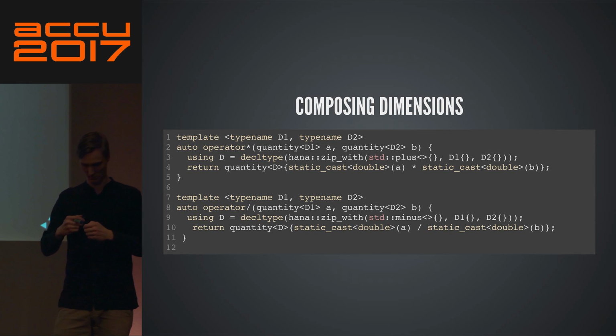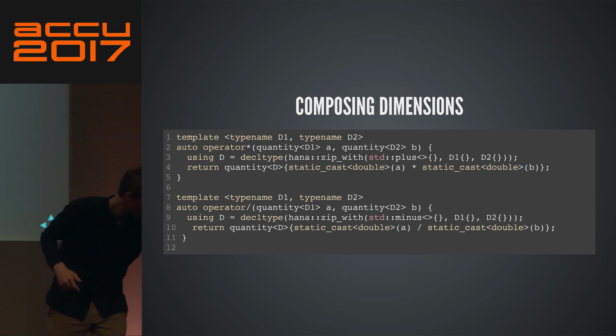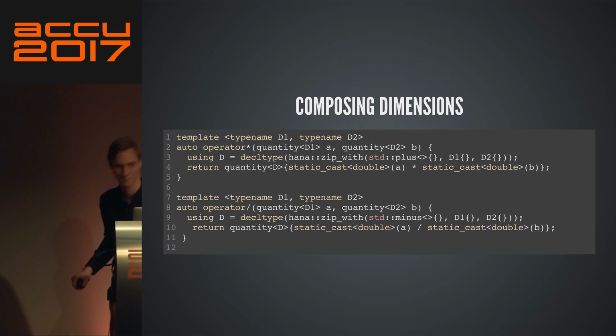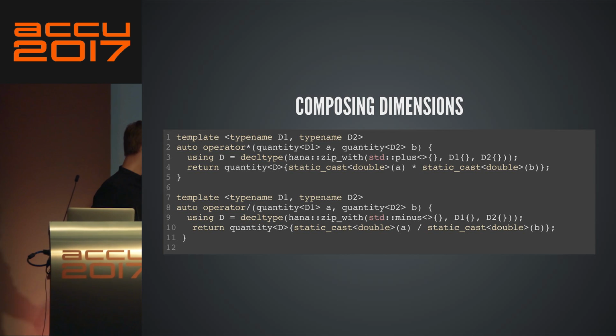Yes. Just to be clear, could you please remind me what the type is of these dimensions, D1 and D2? Is it a vector? Okay, so the question is, what is the type of these dimensions, D1 and D2? Is that correct? Yes. It is a Hana tuple containing Hana integral constants. So conceptually, it is a vector of compile-time integers, or a compile-time vector of compile-time integers.